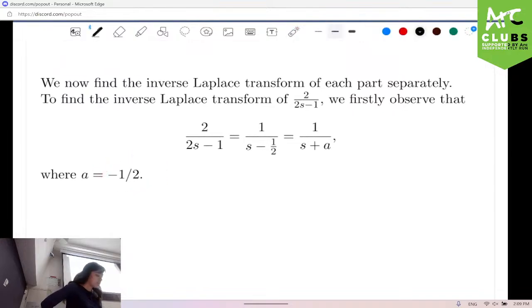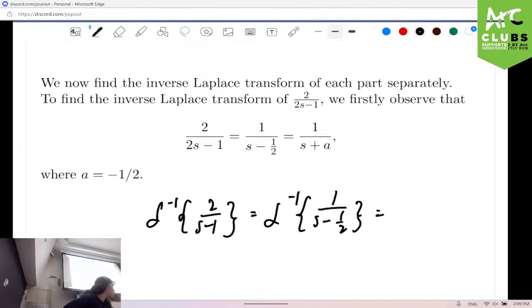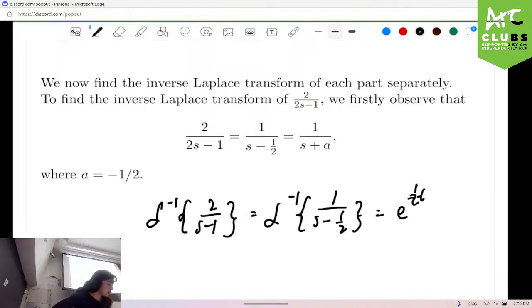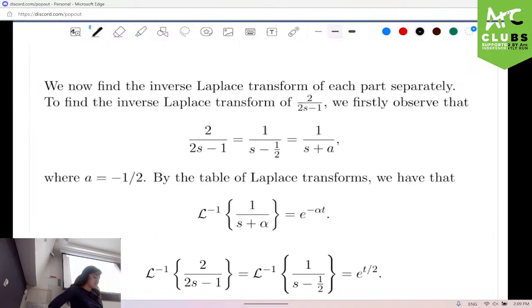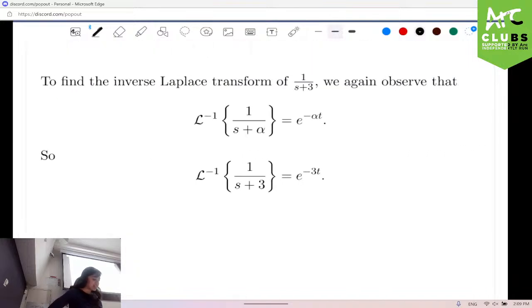So therefore, the inverse Laplace of 2 over 2s minus 1, which is the inverse Laplace of 1 over s minus half, we would get e to the half t. Everyone agrees? Because you should, because this is the answer. Anyway, so now let's find the inverse Laplace of 1 over s plus 3.